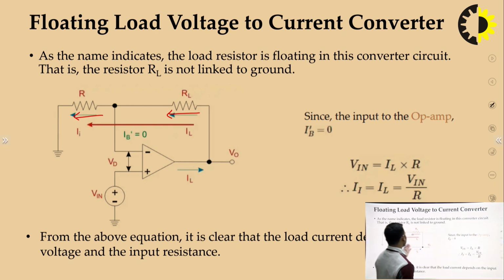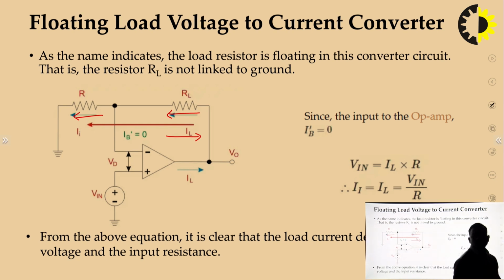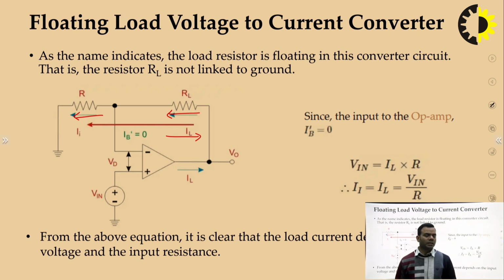If you consider the reverse direction, then IL will be equal to V in minus V naught upon RL. So, it will not affect our analysis whether you consider the current from left to right or right to left. It will not affect the analysis of this circuit. So, let us analyze.